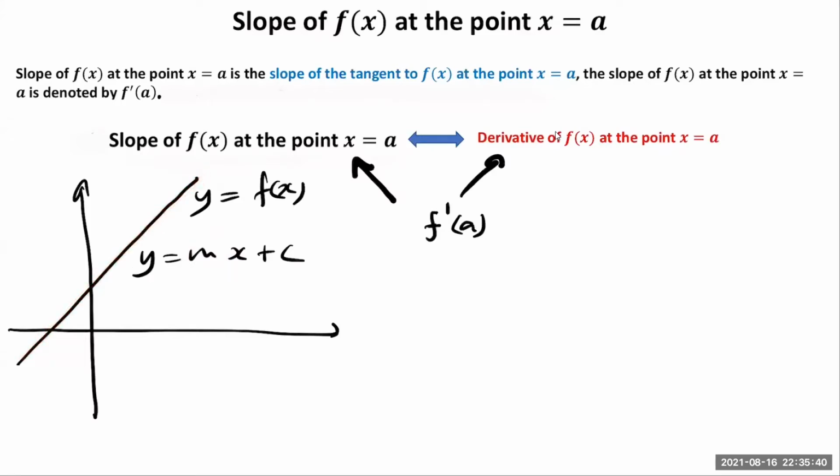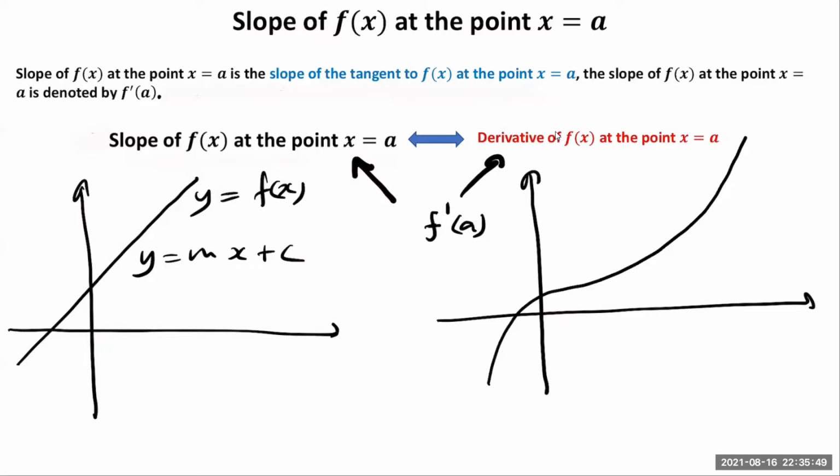But what if we have a function other than a straight line? What if we have a function of this form? Let's say this is your function y is equal to f of x. Now, if I ask you to define the slope of this function at this point x is equal to a, how do you define the slope of this function at x is equal to a? That's the idea. We need to have a way to define the slope of this function at this point. If it is a straight line, of course, the slope is a constant value, but in this case, how do you define the slope of this function at x is equal to a?